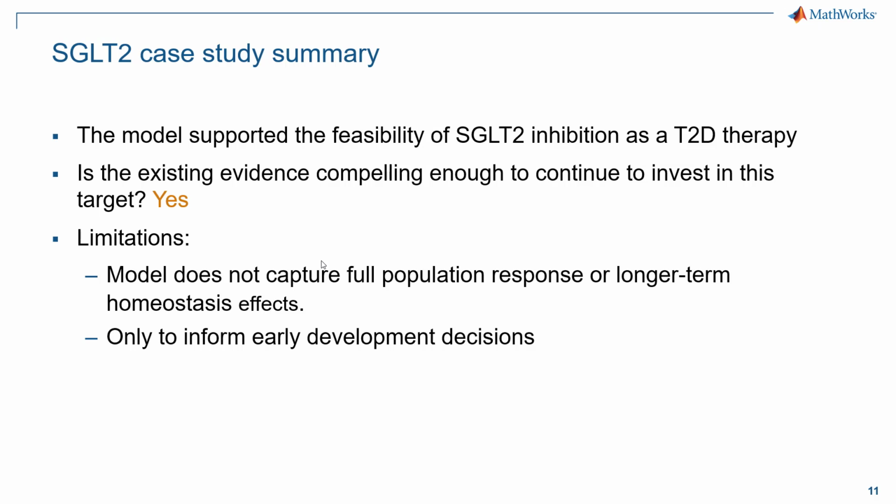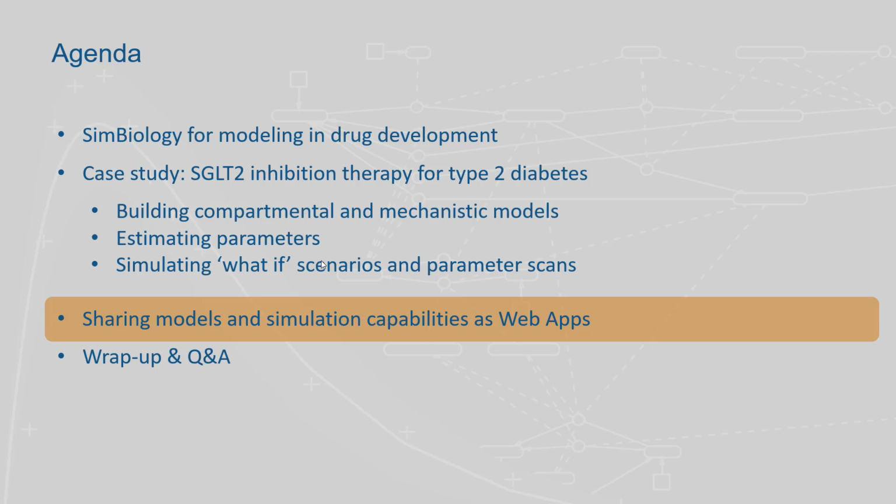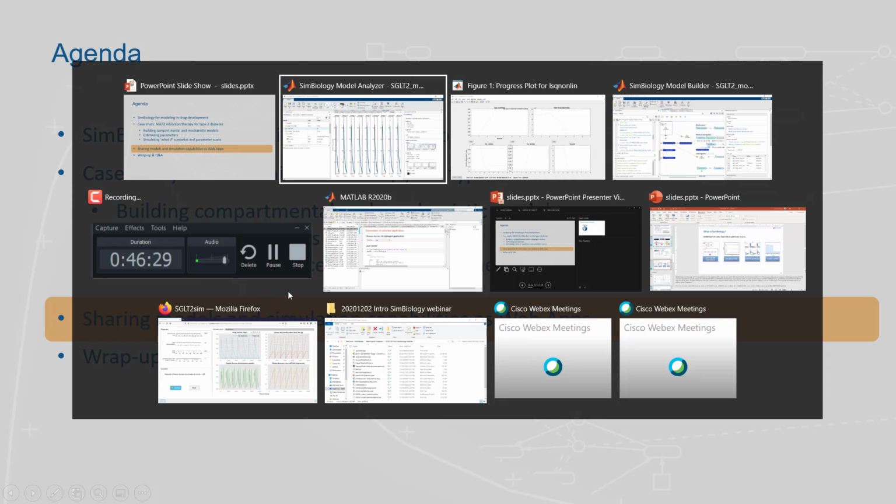So I hope this example has given you an idea of how to implement models in SimBiology, as well as how to then use that model to answer questions that you have and calibrate your model to data. Now, moving on to the next part, say you want to share your model and the simulation capabilities with your colleagues. And those colleagues may be non-modelers, they might be biologists, but they want to play around with your model. How do you do that? Well, you can use web apps for those. And the easiest way to show you what a web app is to actually show a web app to you.